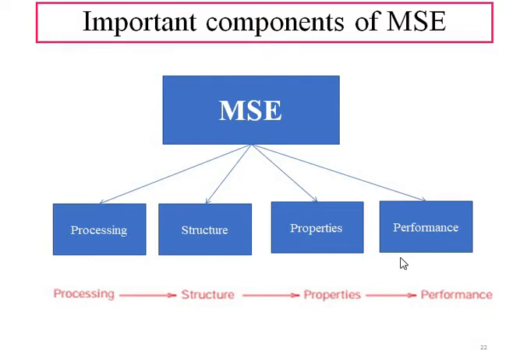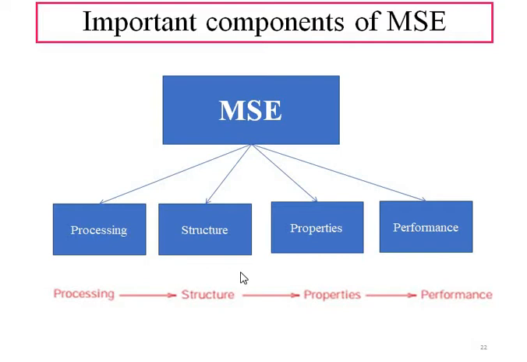Okay, and you can see an arrow mark showing like this because this indicates that the performance is a function of properties, and the properties are a function of structure, and structure is in turn a function of the processing. So this is a very important topic, and you can expect some university questions, as well as some serious questions, from this area.